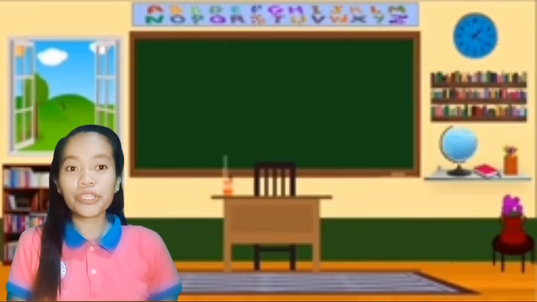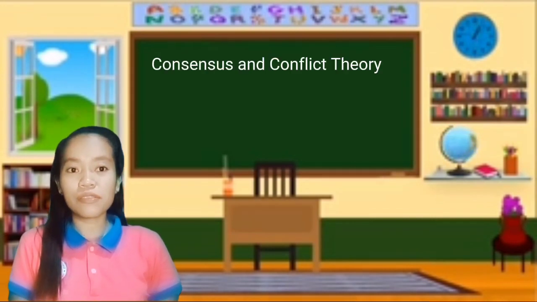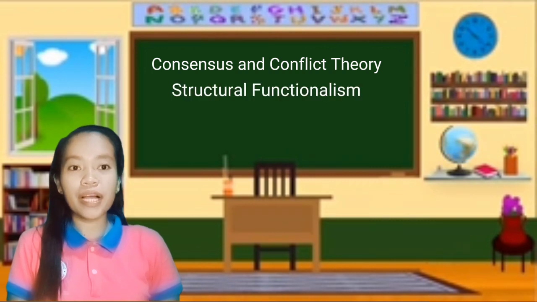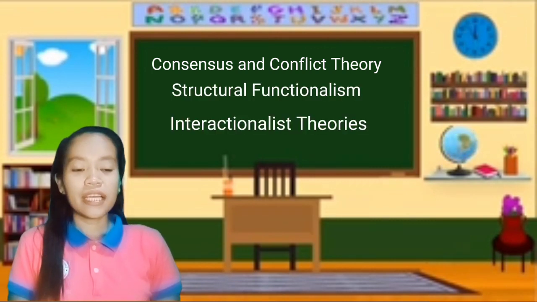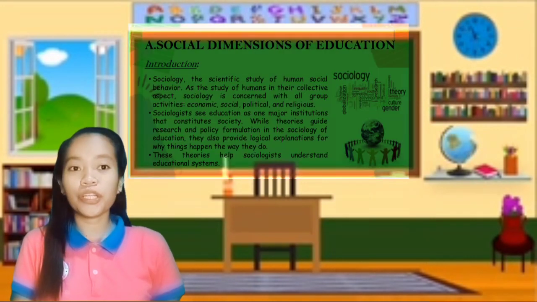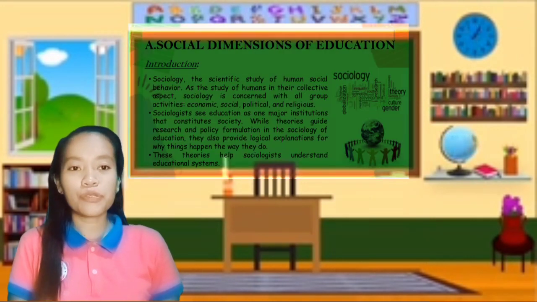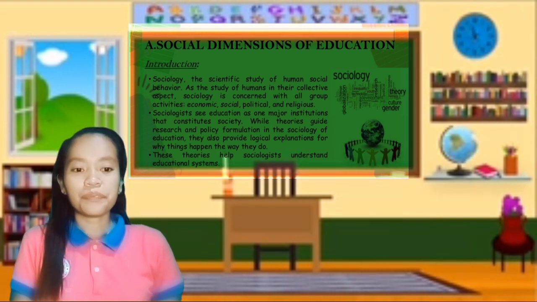Sociologists employ three primary perspectives, which are consensus and conflict theory, structural functionalism, and interactionist theories. So, the introduction: sociology is the scientific study of human social behavior, as the study of humans in their collective aspect. Sociology is concerned with all group activities, including economic, social, political, and religious.